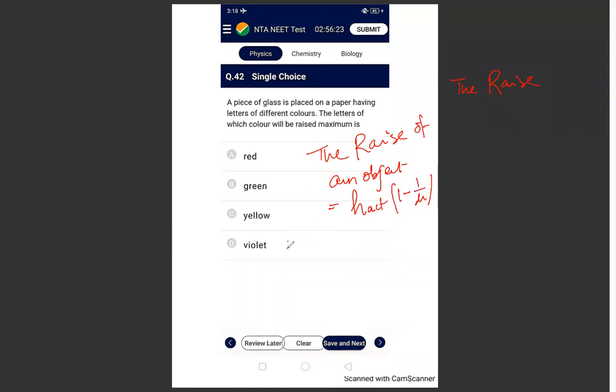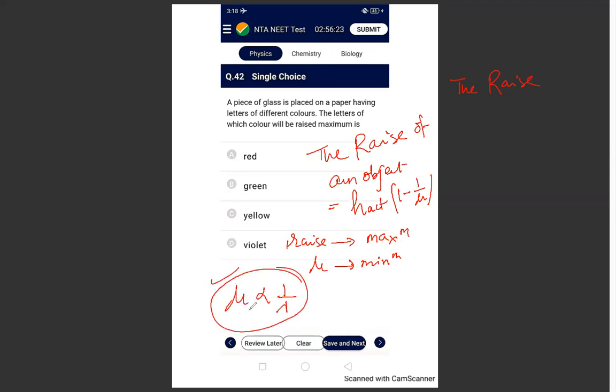If we want the raise to be maximum, mu has to be minimum. Mu is inversely proportional to lambda, as we already know from Cauchy's formula. So whose wavelength is least? Violet. So violet is the answer.